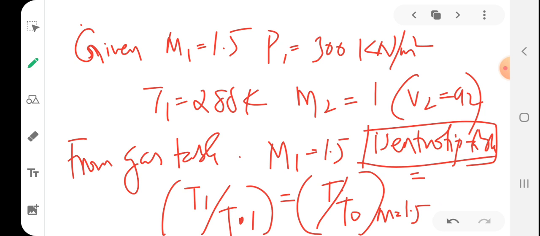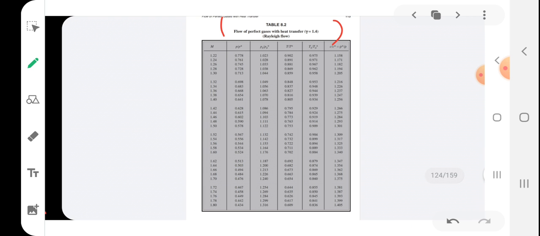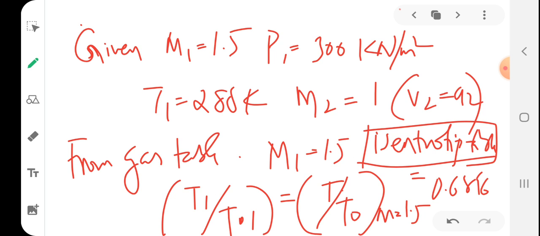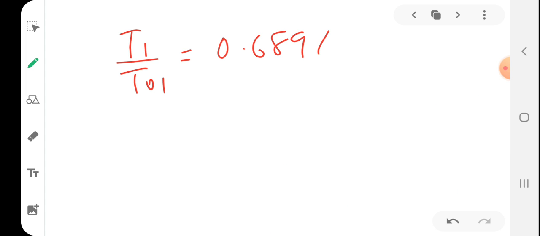Okay. So it is around 0.6896. You won't get that particular ratio from here, because here it is for Rayleigh flow. The stagnation ratio is obtained from isentropic tables only. So T1 by T01 is equal to 0.6896.